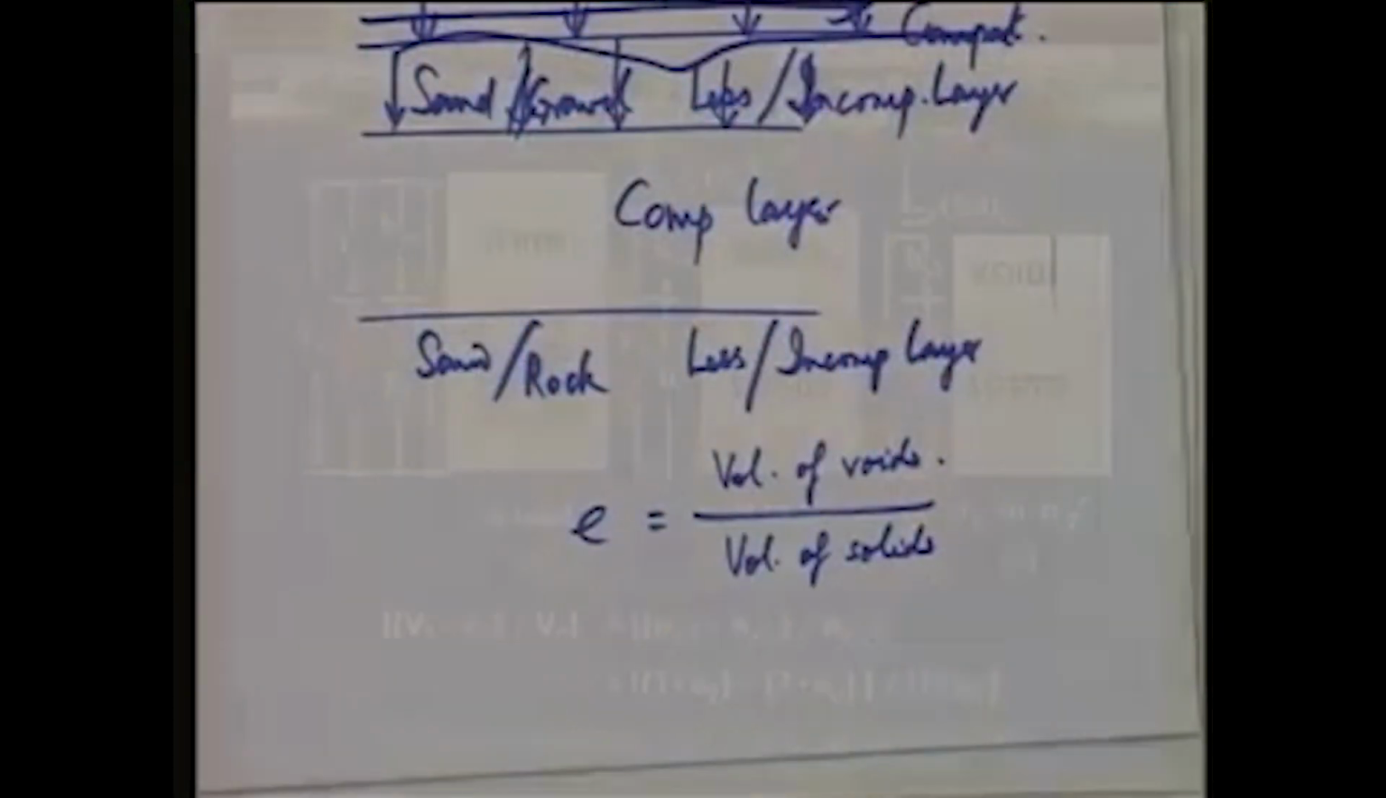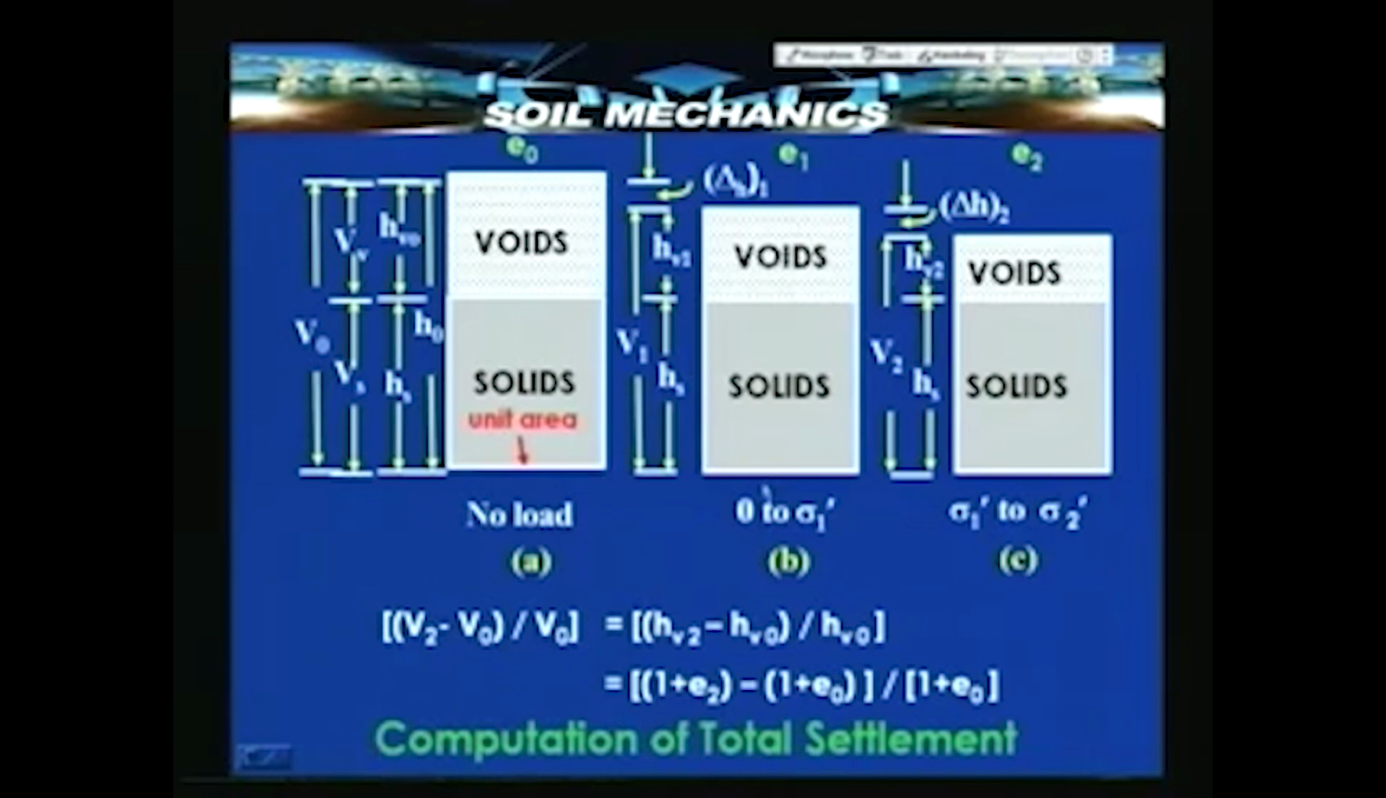So, here for example, there is a change in void ratio from e0 to e1 when the load increases from 0 to sigma 1 dash, and as the load increases further to sigma 2 dash, then the void ratio decreases to e2. In every single case, this void ratio can be calculated as the volume of voids here, that is Hv1 or Hv2, divided by Hs, the volume of the solids. Both Hv1 and Hv2 are measurable.